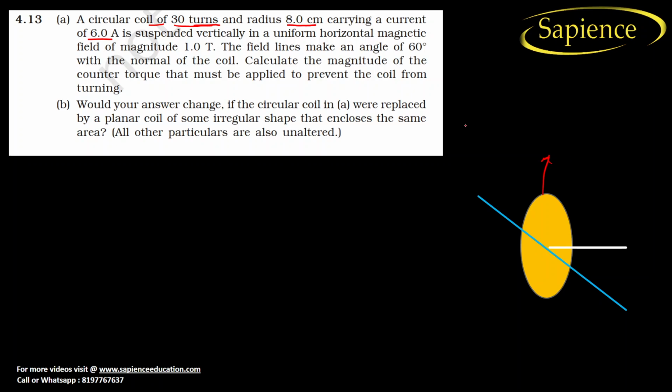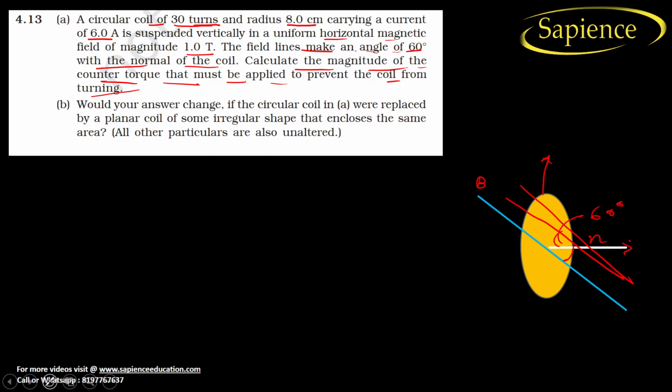So it has been suspended vertically, right? With the uniform horizontal magnetic field of 1 Tesla. The field lines make an angle of 60 degree with the normal to the coil. So this is the normal to the coil and this is the field line. So there is a uniform magnetic field and this is the normal to the coil, making an angle of 60 degree, right? Calculate the magnitude of the counter torque that must be applied to prevent the coil from turning.